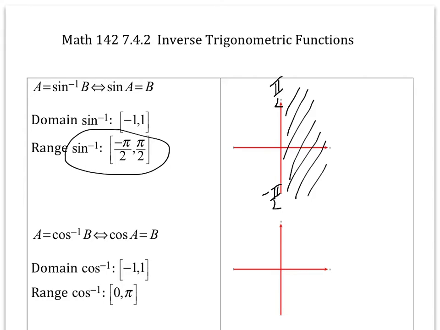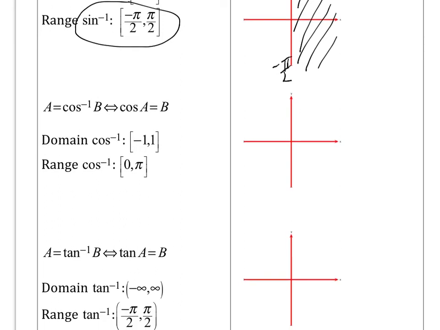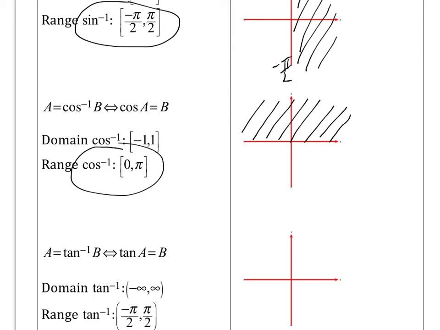When you take the inverse cosine of something, the range of the inverse cosine will always be an angle between 0 and pi. So when you take the inverse cosine of something, it always puts you either in the first quadrant or the second quadrant, right? 0 to pi.